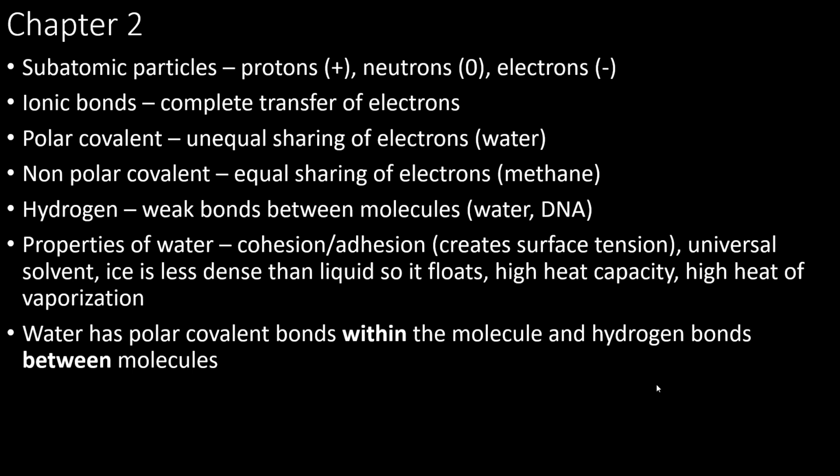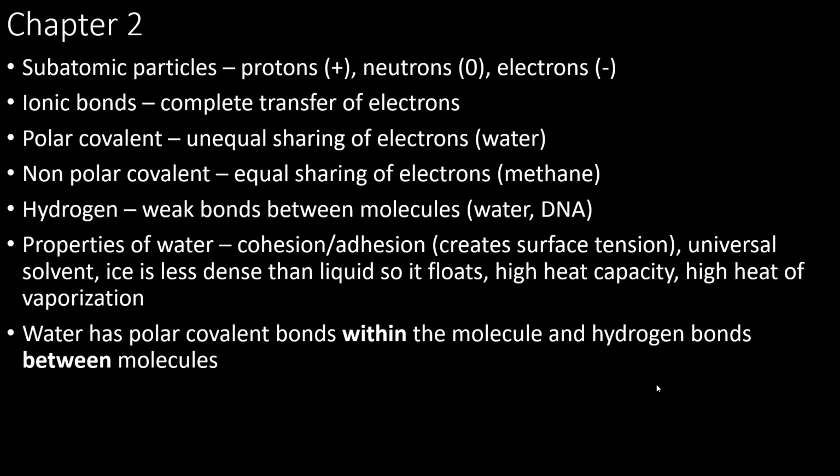The electrons are what's going to determine what kind of bonds that atoms are going to make with each other. So ionic bonds are going to be where they complete a transfer of electrons. Like one becomes more negative because it gets an electron and the other one gives it away, so it becomes more positive. This creates ions, and then opposites attract. A positive is attracted to a negative.